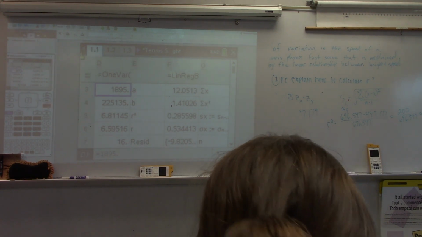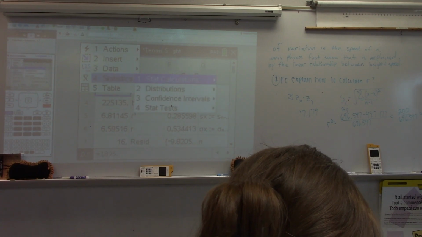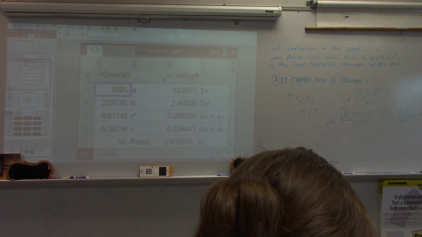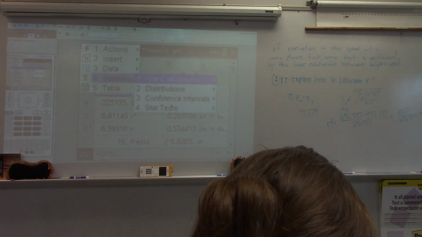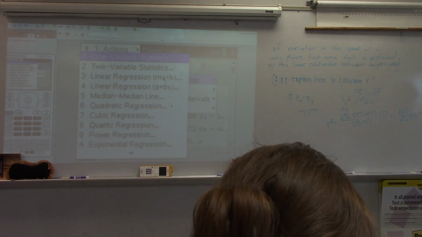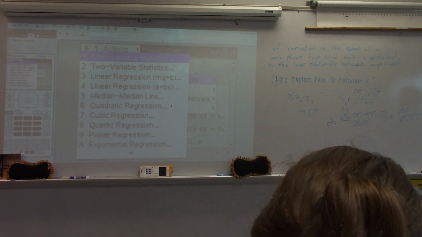So hit menu no matter where you are and go to statistics. And where do you think I'm going to tell you to go from here? Stat calculations. Are we still using this data? It doesn't matter whatsoever. I just want you to see options. Are linear regressions the only options? No. So what are we going to do?